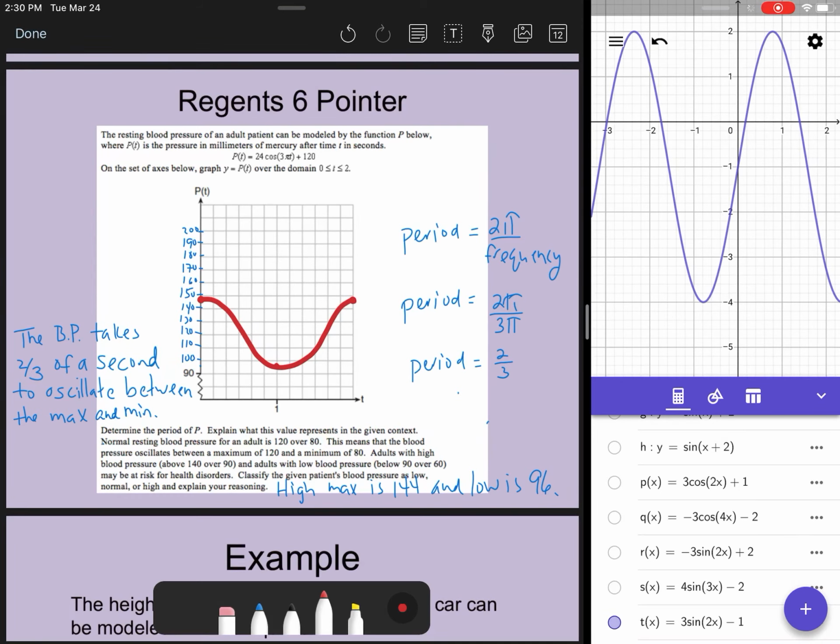Okay, so this is an example of a Region 6-point question. The resting blood pressure of an adult patient can be modeled by the function P below, where P of T is the pressure in millimeters of mercury after time T in seconds.